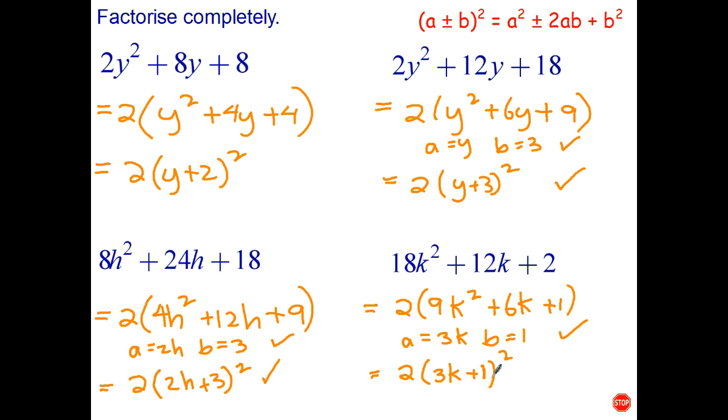(3k plus 1) all squared. Okay, so again, the lesson from this video is when you're factorizing algebraic expressions, always start by taking out a common factor. In fact, taking out the highest common factor.